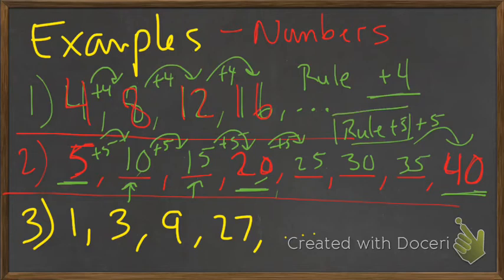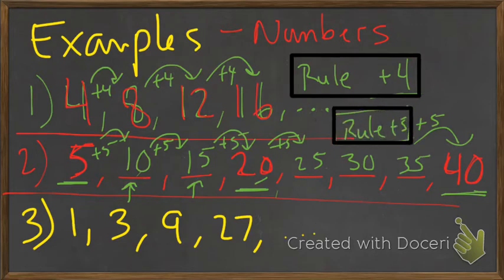Let's put a box around that. Rule plus 4, rule plus 5. Other times, the rules might not be addition. It could be something different. So let's look at this pattern down at the bottom here.